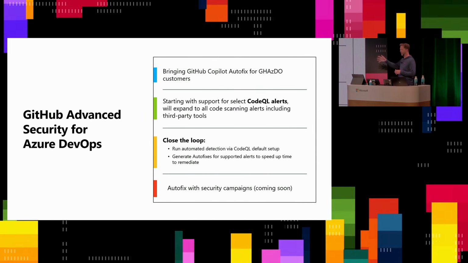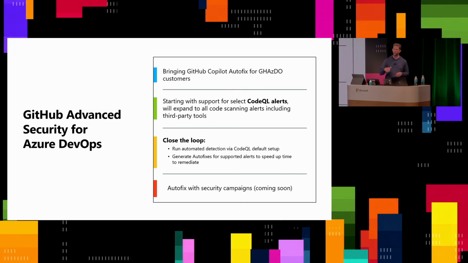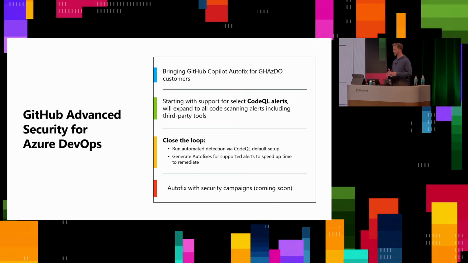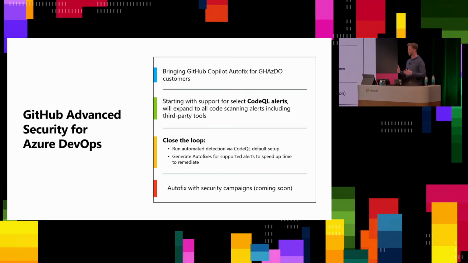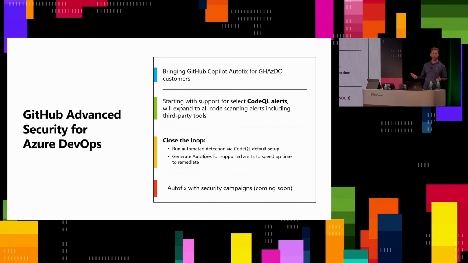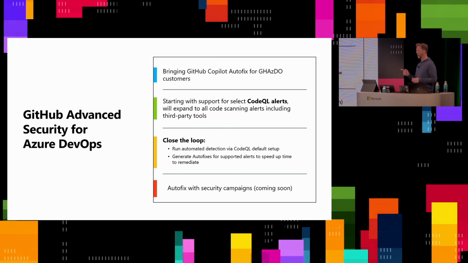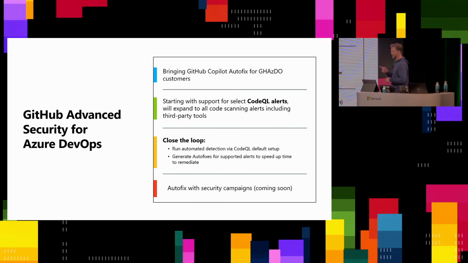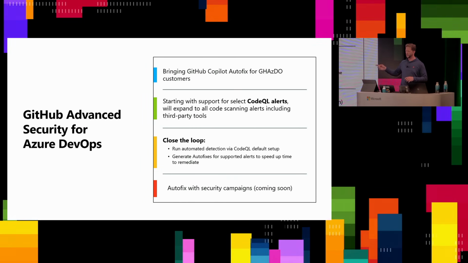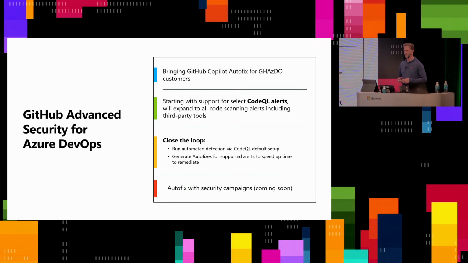So obviously, it's bringing the power of GitHub Copilot AutoFix to GHAS customers. We're starting with just CodeQL alerts right now. The idea is eventually to expand to all scanning alerts, especially you can even bring your own third-party tools. And the idea is just to make it faster for you to go ahead and do this, right? Faster to fix issues that pop up. We're also going to be adding AutoFix to security campaigns. So security campaigns is something that was part of GHAS. We released that just a couple of sprints ago. We'll bring that ability to do AutoFix to security campaigns as well.